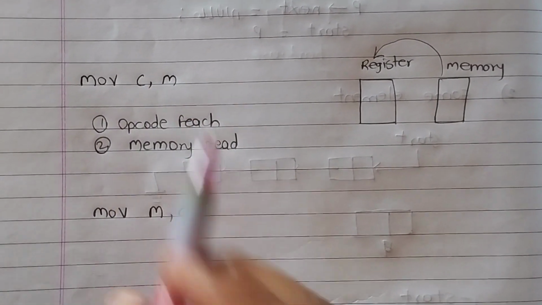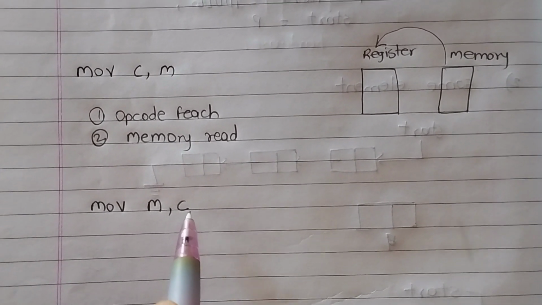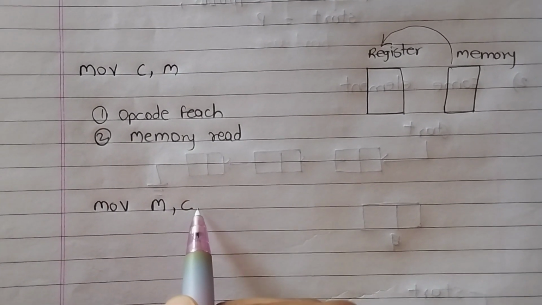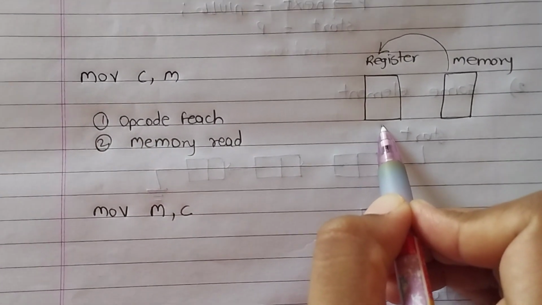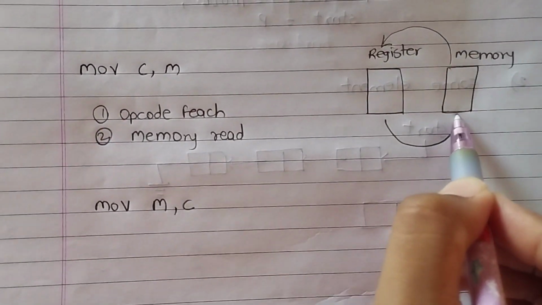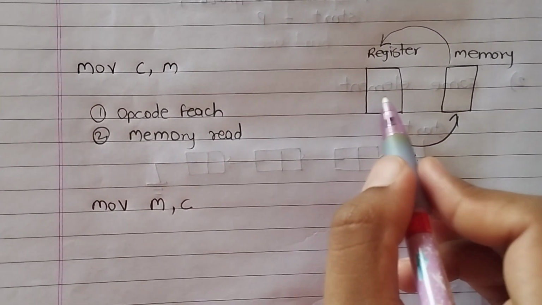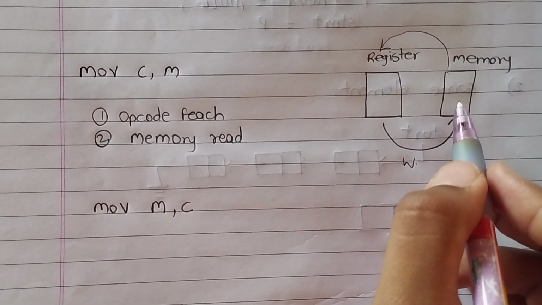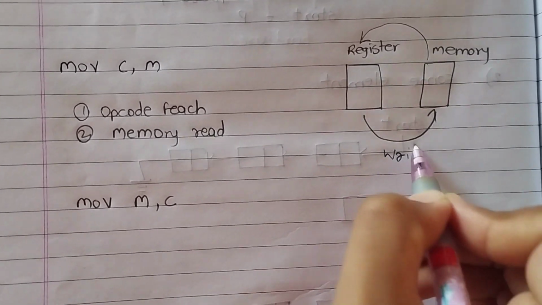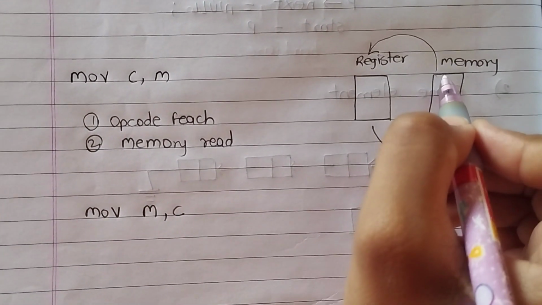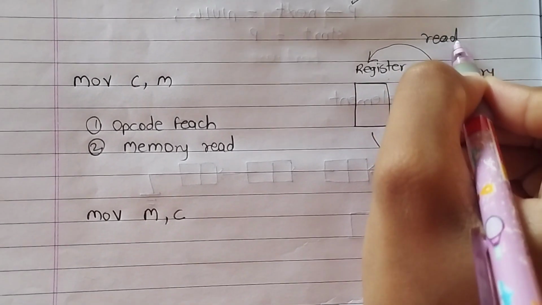Instead of this instruction, if we give the instruction like move M, C, means data of the register moves to the memory. Data of the register goes from register to memory. That time we perform a write operation, means data of the register is written into the memory. And when we go from memory to register, that time we perform a read operation.